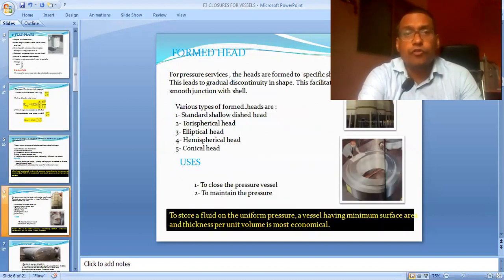So coming to the various types of formed heads: the shallow dished head, the toruspherical head, elliptical head, hemispherical head, and conical heads. And these heads are used at higher pressure. Flat plates are only for atmospheric conditions. However, as we increase the pressure, the required curvature also increases for uniform stress distribution.